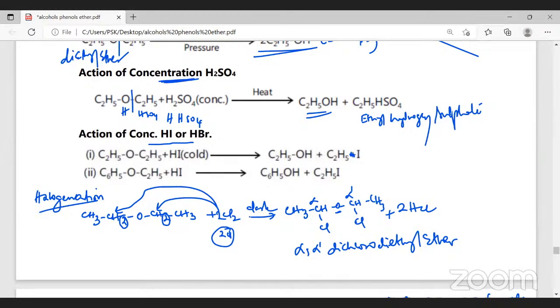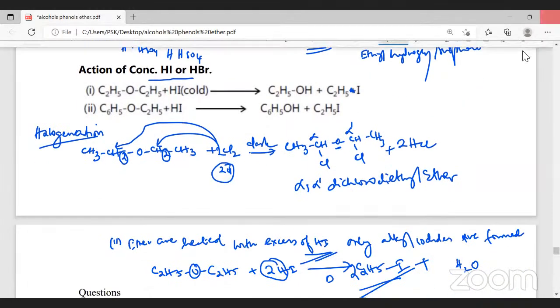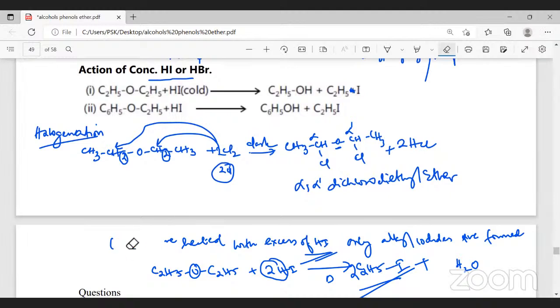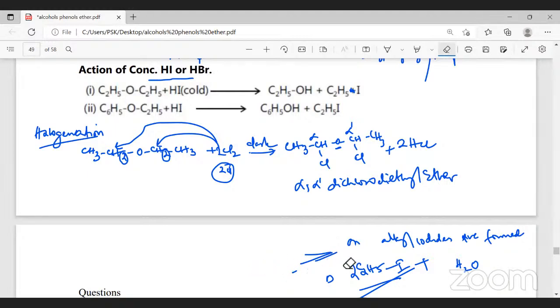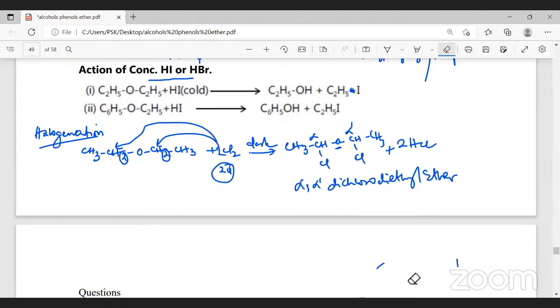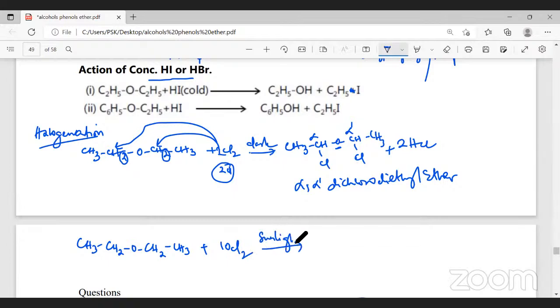Now, the same reaction if we perform in the sunlight and excess of chlorine, same reaction we will perform in the presence of sunlight and excess of chlorine. We'll see what happens. This is in excess. So this is diethyl ether. When this diethyl ether is treated with excess of chlorine in the presence of sunlight.